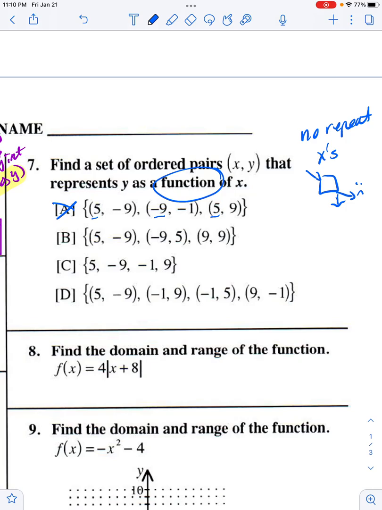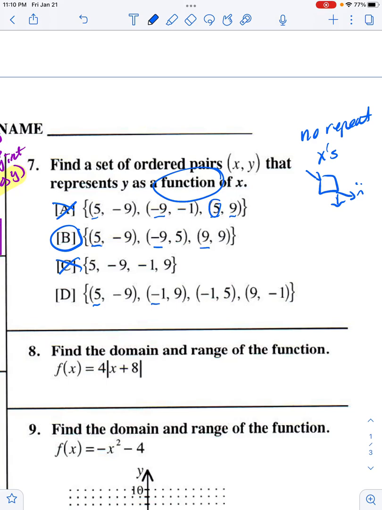And this one is the one that is a function. So that can't be right because 5 went in and came out as a -9, and then later 5 went in and came out as a +9. That can't happen. How about my x's here? 5, -9, +9. That works. C doesn't work because it's not even ordered pairs, so it doesn't even make sense.